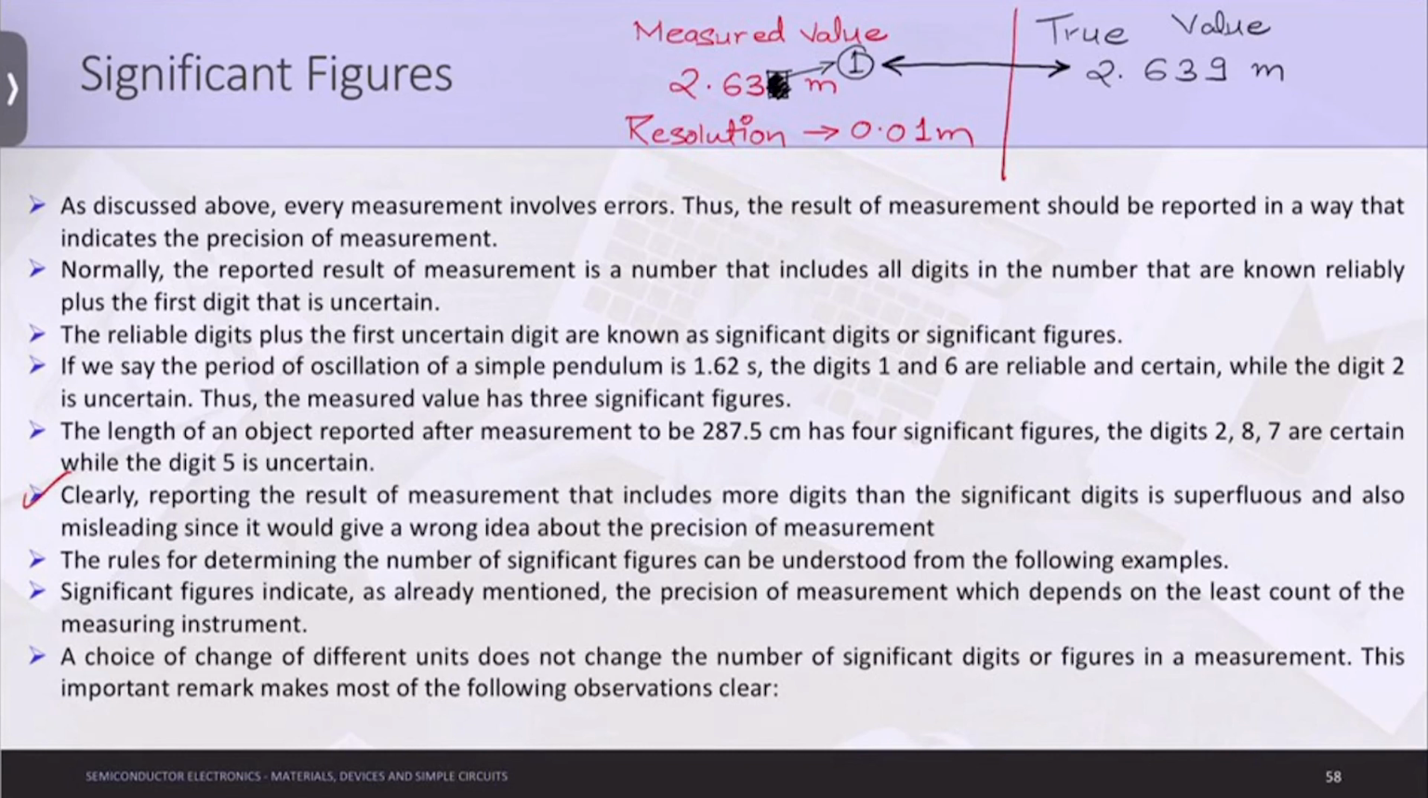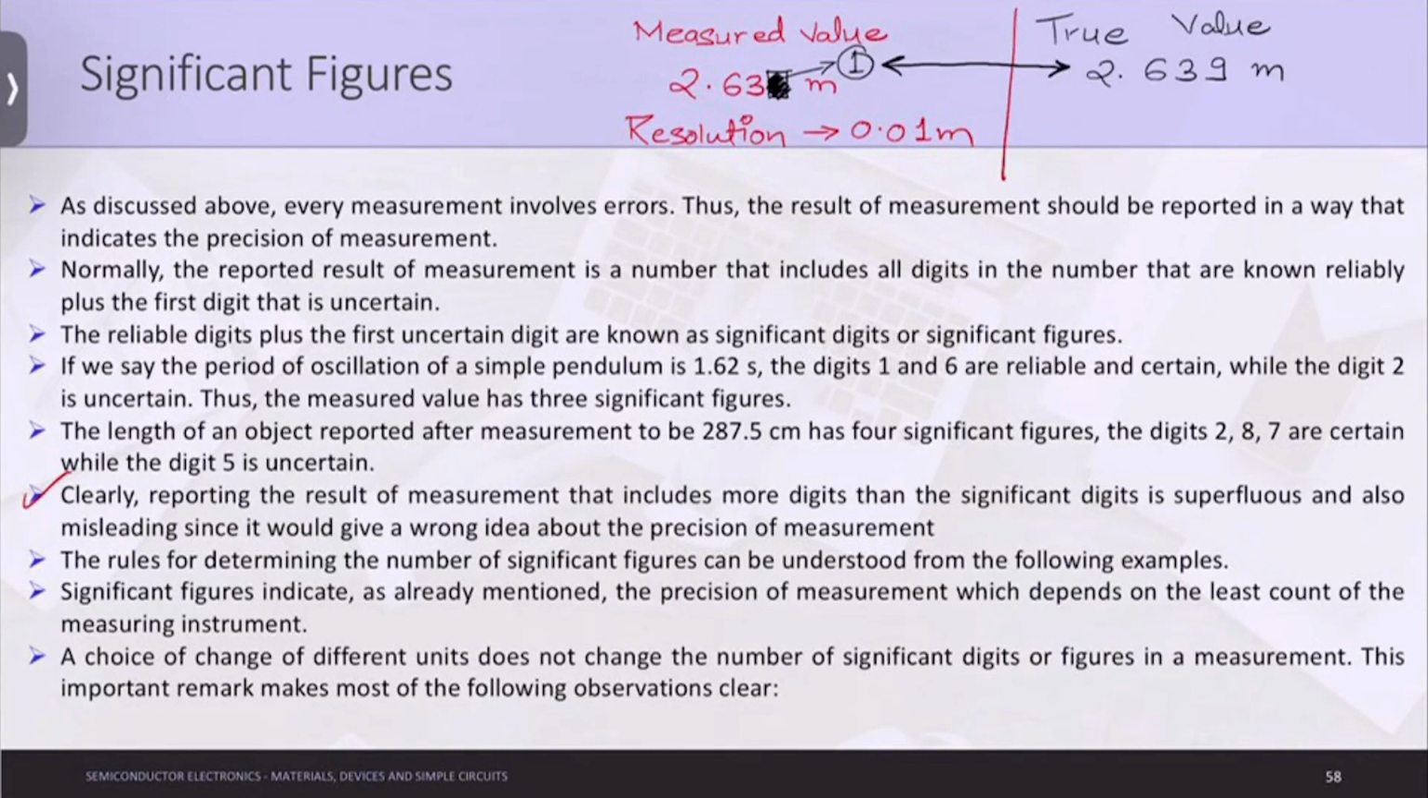That's why it is suggested that you should only and only provide the answer, or the solution, or the research, as far as the resolution of the device is considered and significant figures rules are being intact. Okay, fine. So let's start with the next point here.